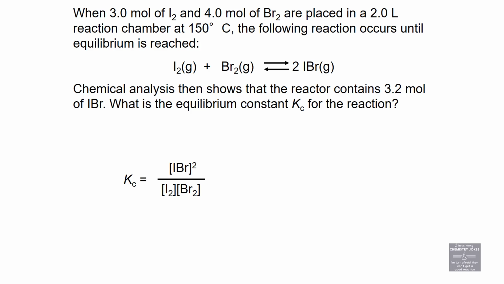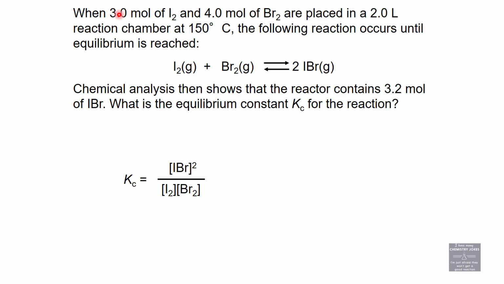Well, apparently we want to know the mathematical value of Kc. But in order to find the mathematical value of Kc, we need to know the equilibrium concentration of IBr, as well as the equilibrium concentration of I2 and Br2. How do we find those things? Well, I'm told the equilibrium number of moles of IBr is this, so 3.2 moles divided by 2 liters gives me 1.6 molar IBr at equilibrium.